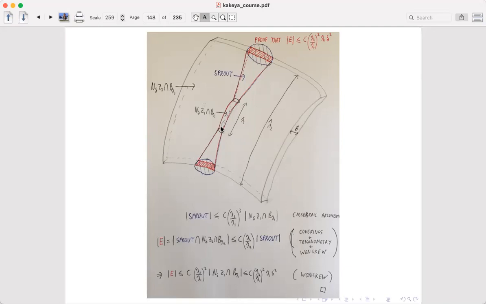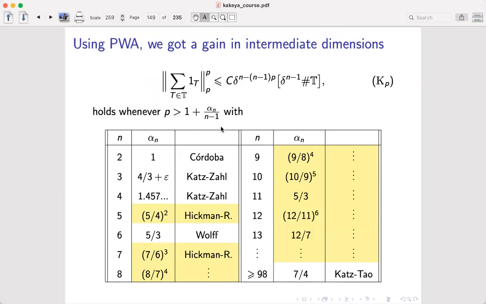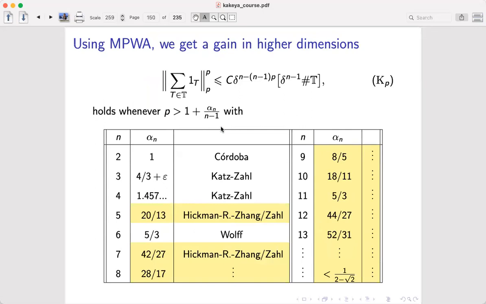So if you use this slightly better polynomial Wolff axioms theorem, multi-scale polynomial Wolff axiom theorem, so that's what we got before. So that was just with Jonathan, and then we proved that theorem I just explained with Ruixiang Zhang as well. And then altogether, the arguments give you this. And so they're slightly better in most dimensions. And then in particular, we get some asymptotic bounds. So you can always put alpha n equal to 1 over 2 minus square root of 2 here.